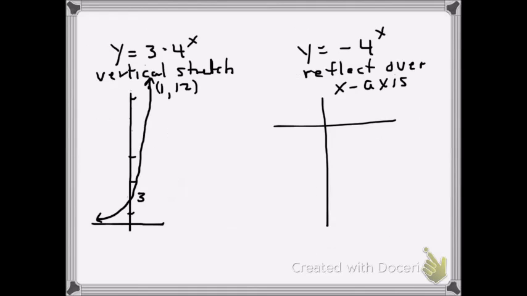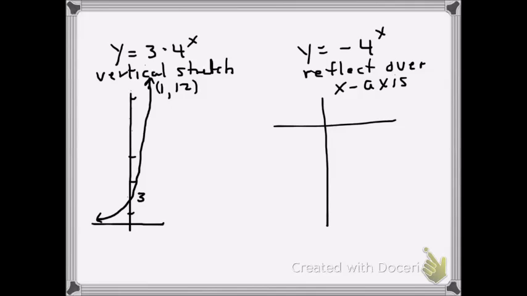Here are two more transformations. On the left we have a vertical stretch by a factor of 3. So when we put in x equals 0, we get 3 times 1, or 3. And when x is equal to 1, we have 3 times 4, which is 12, a vertical stretch.